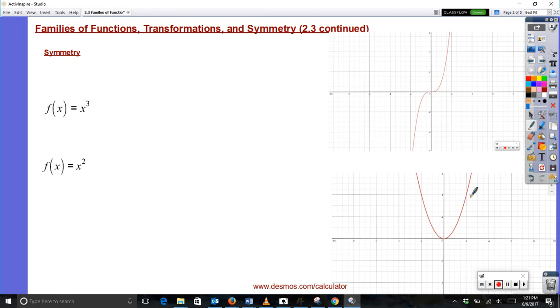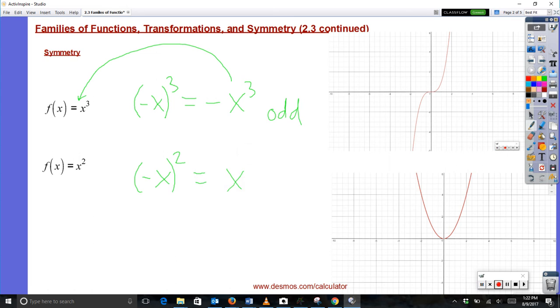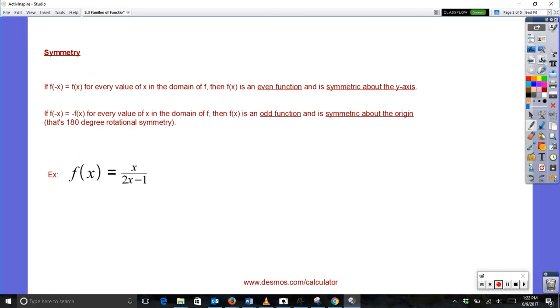If I take x cubed and I put a negative x in place of x, well, when you cube a negative and simplify out the parentheses, it's negative x cubed. Negative x cubed is the opposite of x cubed, the entire opposite. That makes it odd. Second one, if I put a negative x and I square it, well, when you square a negative, it's positive. That's the same as what you started with. That makes it even.